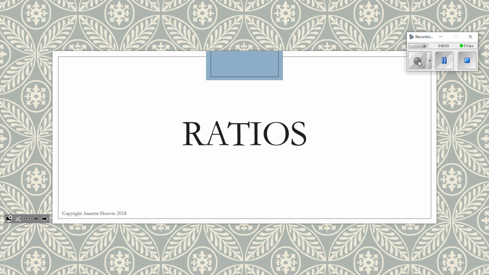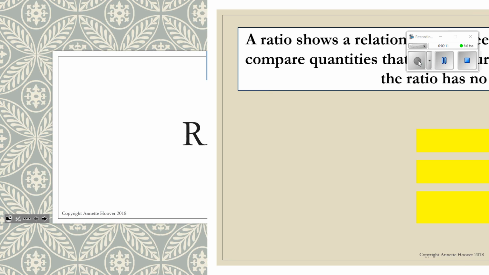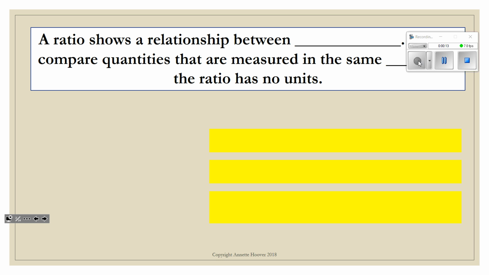In this lesson, we are going to be looking at ratios. We're going to be looking at writing ratios and simplifying them. So what is a ratio? A ratio is something that shows a relationship between two numbers.